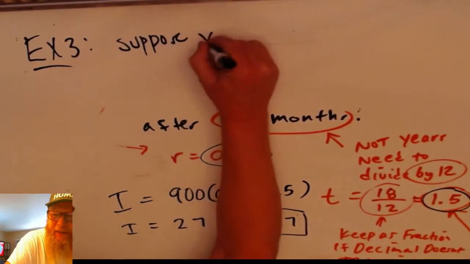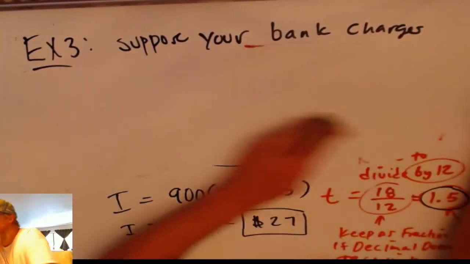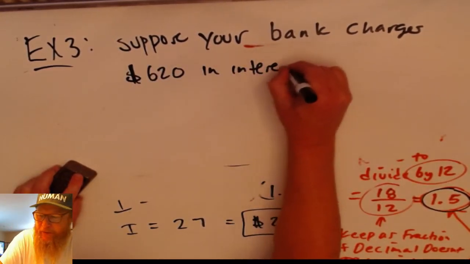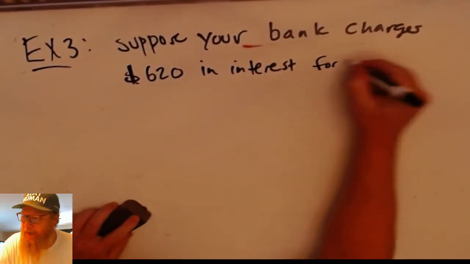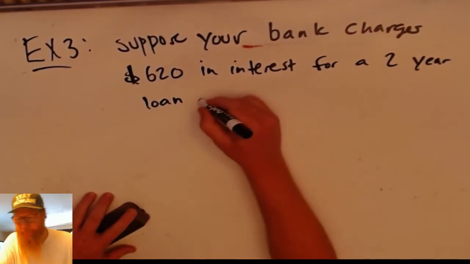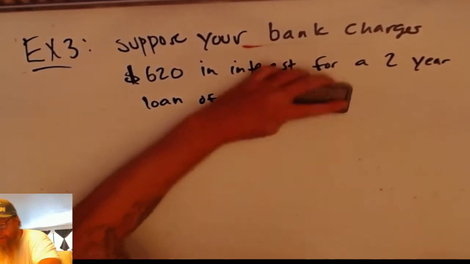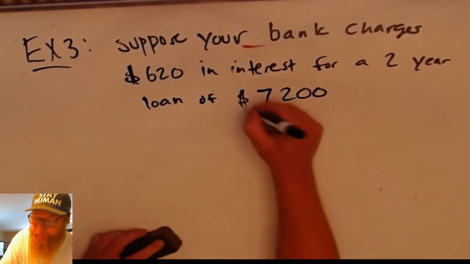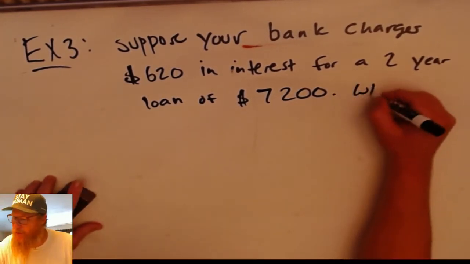Suppose your bank charges $620 in interest for a 2-year loan of $2,700. Sorry, I read that backwards. $7,200. What is the interest rate?